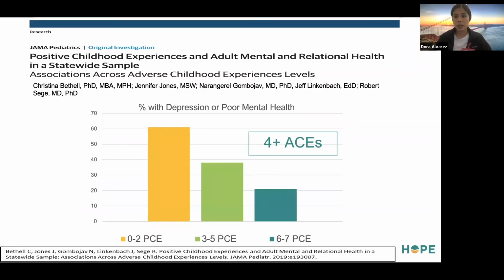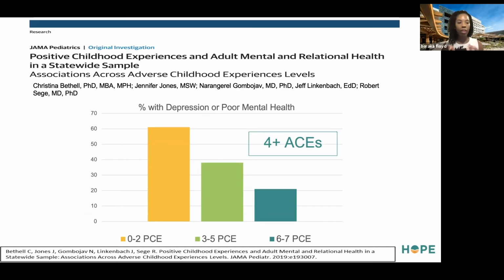Go ahead, Dr. Floyd. So we studied positive childhood experiences, or PCEs, in a similar way to the way that ACEs are studied. And they added questions about positive childhood experiences to the Wisconsin Behavioral Risk Factors study. And they also asked about ACEs.